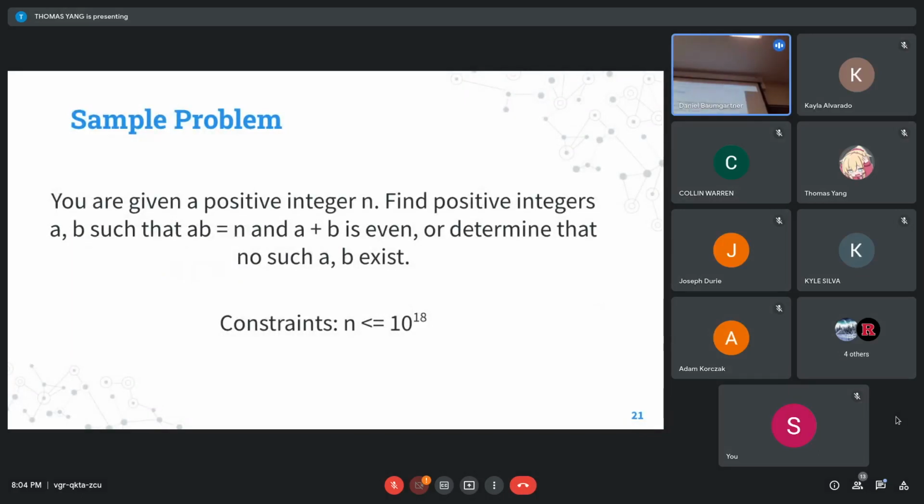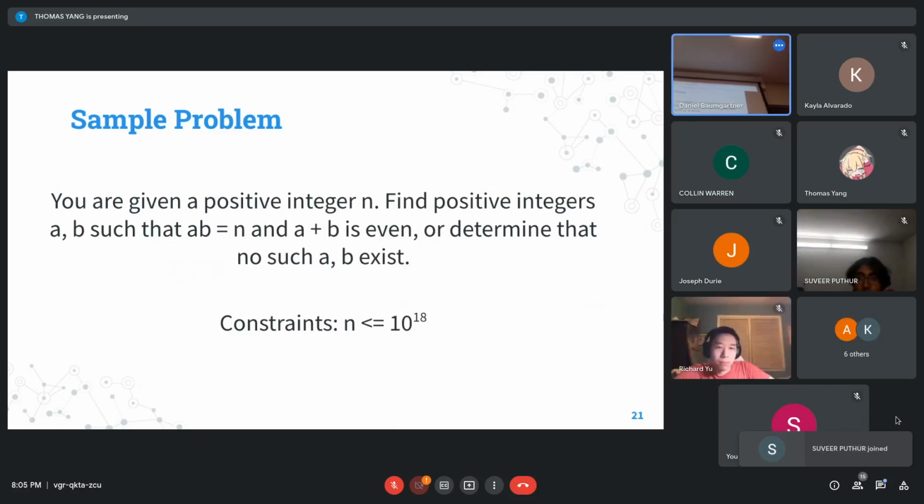Okay, so here's the sample problem. You're given a positive integer n. Find positive integers a and b such that a times b equals n and a plus b is even, or determine that no such a or b exists. Constraints are n is less than or equal to 10 to the 18. Don't worry about that now, we'll get into that later. Anyone have a solution?